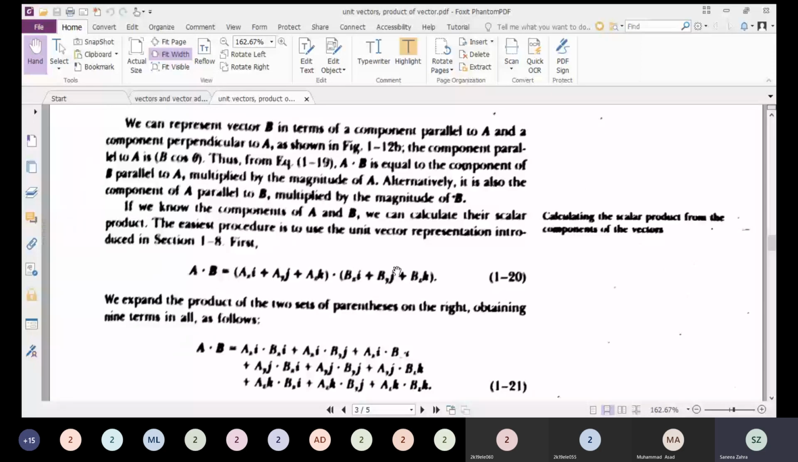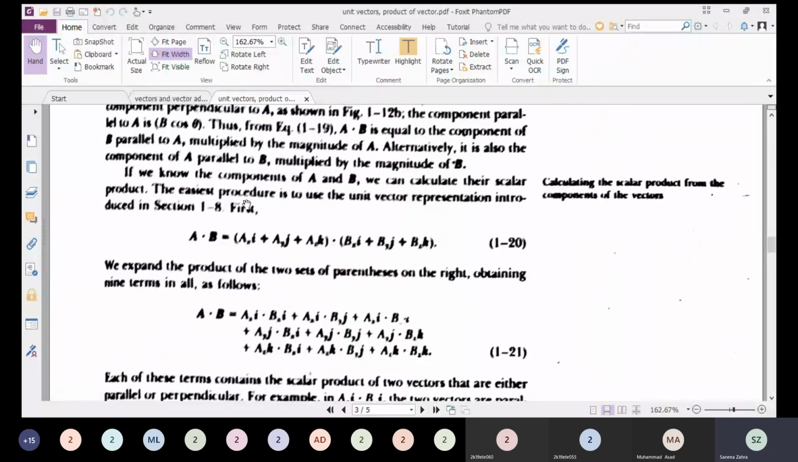Okay, what if we have the unit vectors? How will we multiply? It's very simple. You have two vectors, a vector A and a vector B. Splitting them into components, AXI plus AYJ plus AZK, then BXI, BYJ and BZK, and we want to multiply them. So we will simply multiply I unit vectors with I, J unit vectors with J, and K unit vectors with K.